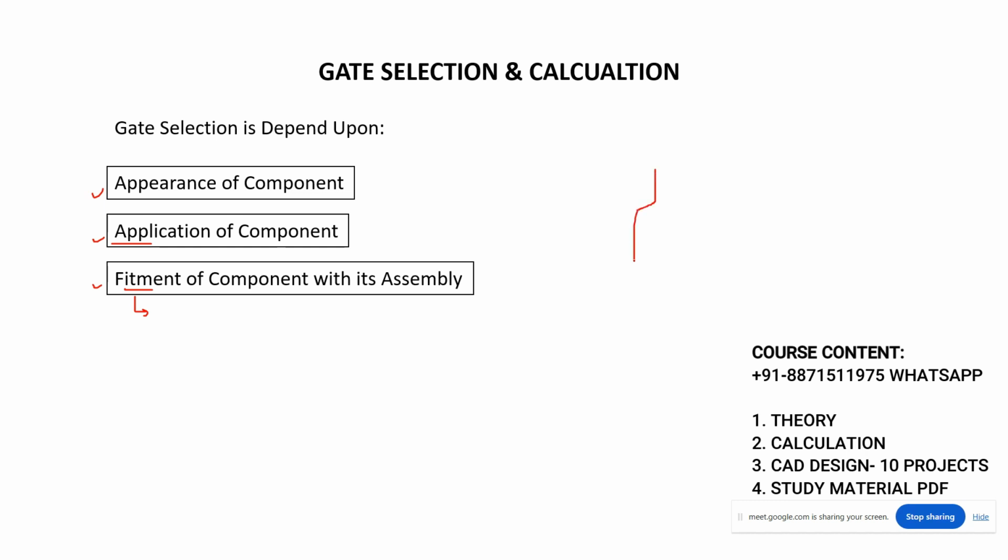What is the meaning of fitment? For example, you have a bottle like this, and for this header, you have to design a cap. So there should be a fitment between this component and this component, right or wrong? This is the fitting. So this will become the male part, this will become the female part. Understood? So gate selection depends upon three things: appearance, application, and the fitment of the component with its assembly. Okay, so first of all, see the appearance of the component.